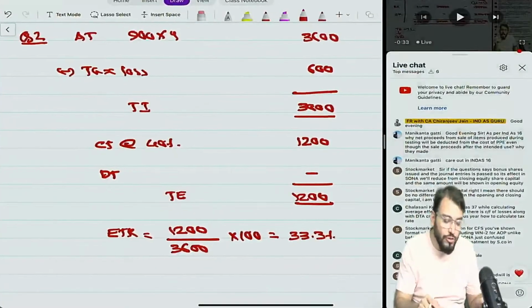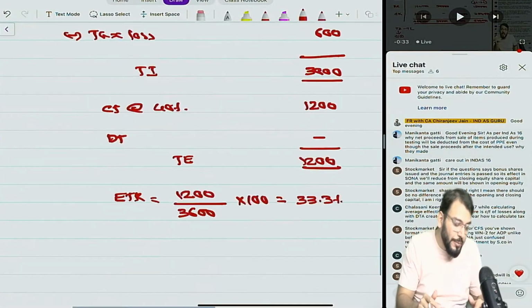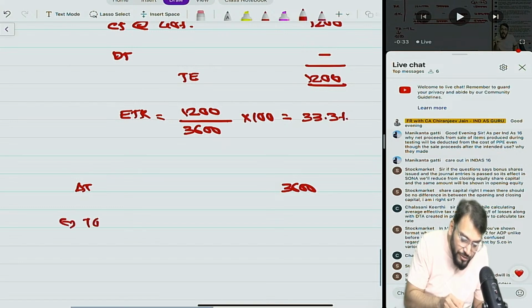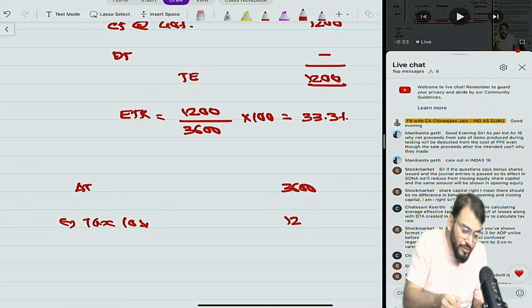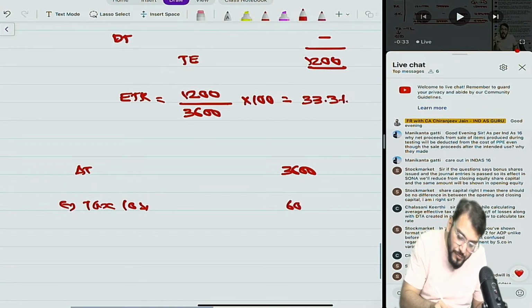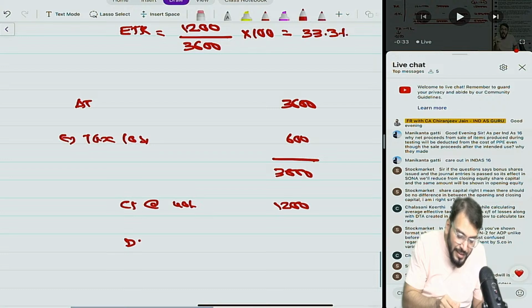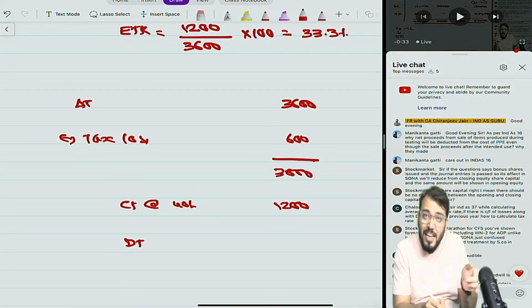Understood? Now let us change the question. Suppose DTA was created, then what would you have done? Once again, accounting income is 3600 minus tax losses of 600, so this becomes 3000. Now current tax at a rate of 40% is 1200. And the deferred tax asset which was created last year will be reversing in the current year.